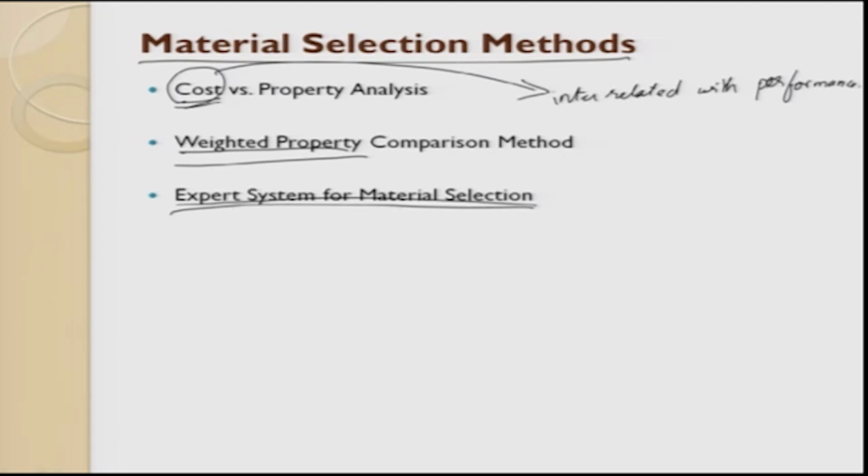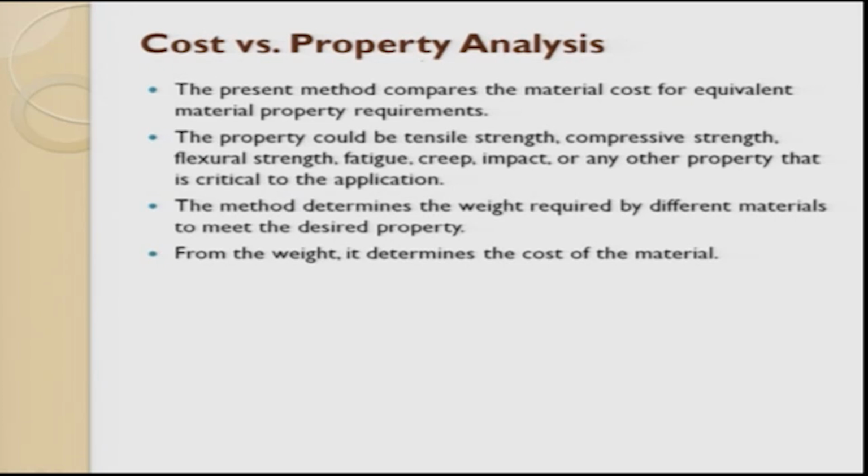Then there is weighted properties comparison. So that's what we do. First we look at different properties, then for each property we look at what the weightage is, and then we try to do a selection of the product. Then the cost versus property analysis. In the present method, we are going to discuss a method.